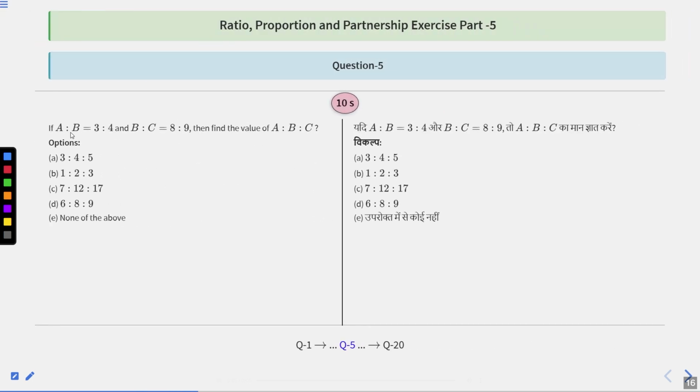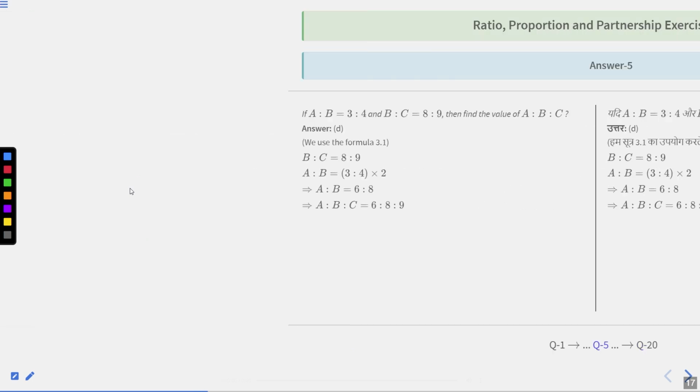If A ratio B equals 3:4 and B ratio C equals 8:9, then find the value of A ratio B ratio C. You have 5 options and 10 seconds to solve this question. Your time starts now. Now time's up. Let's see the solution.